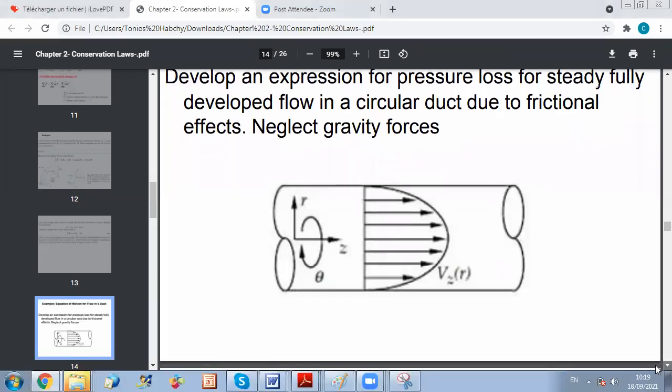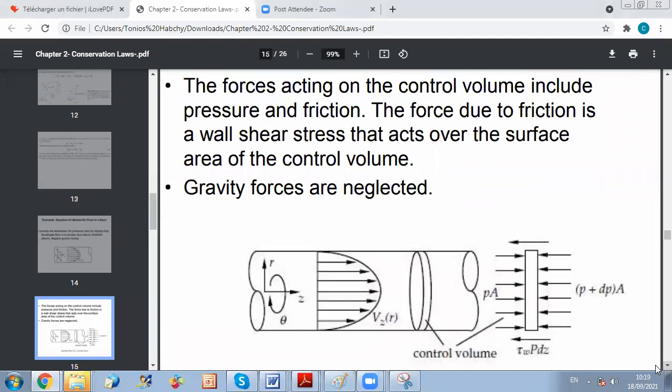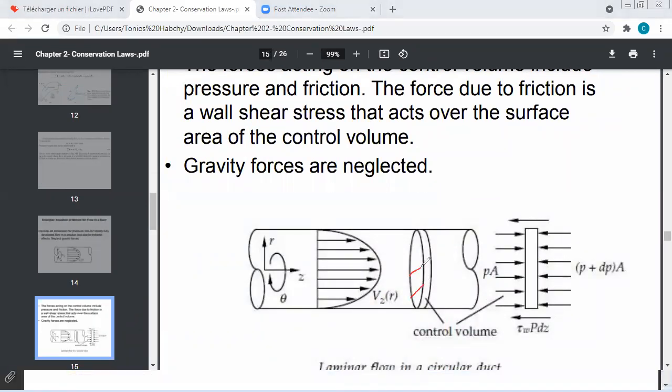The first step in any problem where you want to relate forces is to draw the free body diagram of your system. So as we said, to understand what is happening, you will take a thin disk. This disk has a cross-sectional area equal to the cross-sectional area of the pipe. For its thickness, you can take a small element of thickness dz, and you will interpret what is happening across this system, this control volume. So this is my control volume.